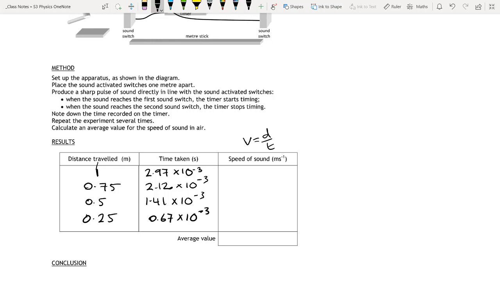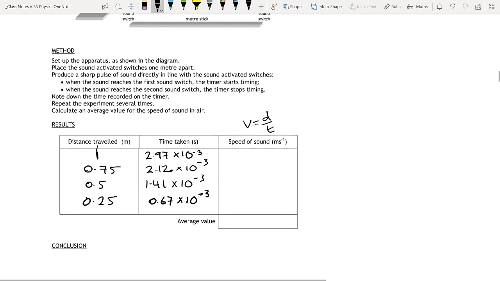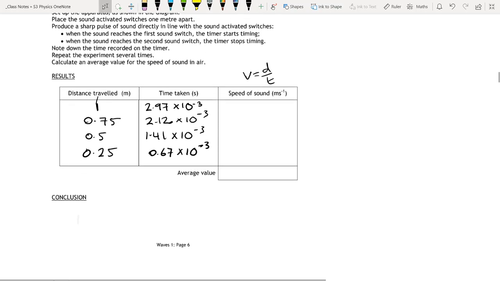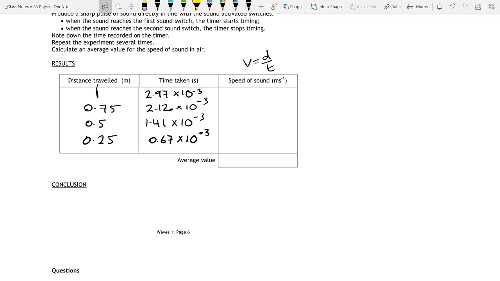Right, so I want you guys to use the speed equation. Speed is distance divided by time, so distance in meters, time in seconds. Work out the speed of sound for each one of those, and the average. We're all happy with calculating averages? Add them all up, then divide by the amount that there are, so in this case it'll be 4. Have a go at that and I'll do it as well, and we'll see if we get to the same answers. Remember, if you're struggling with using your calculator, please let me know.